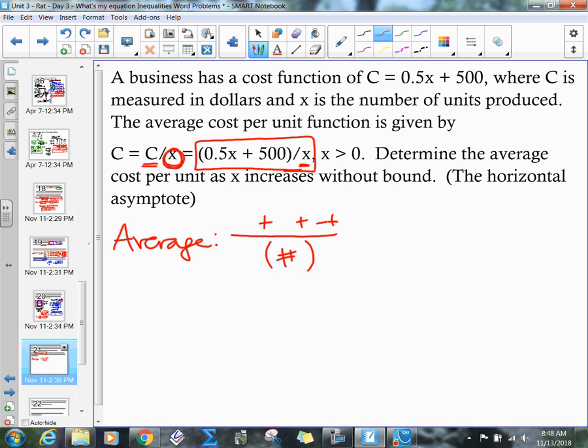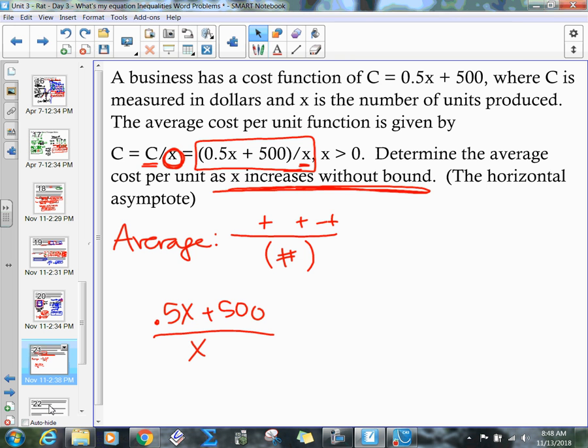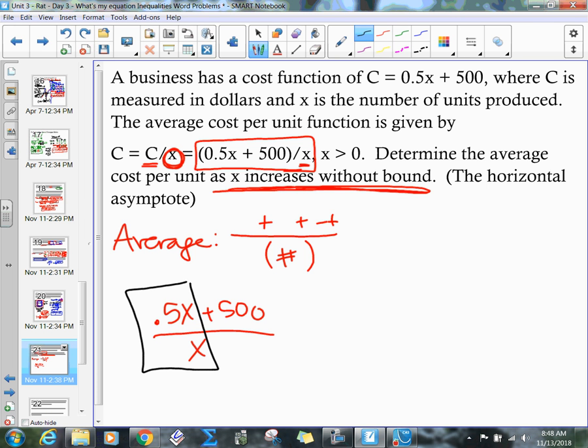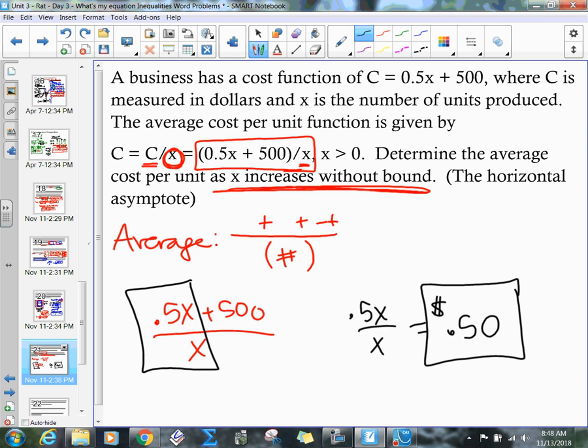Determine the average cost per unit as x increases without bound. What does that mean? I want the horizontal asymptote. You've got 0.5x plus 500 divided by x. What happens when x is huge? Well, I just need this piece right here. What is 0.5x divided by x? That is 0.5, or 50 cents. So as I produce a ton of this thing, my average cost approaches 50 cents. Fantastic. That's all I had to do. Moving on.